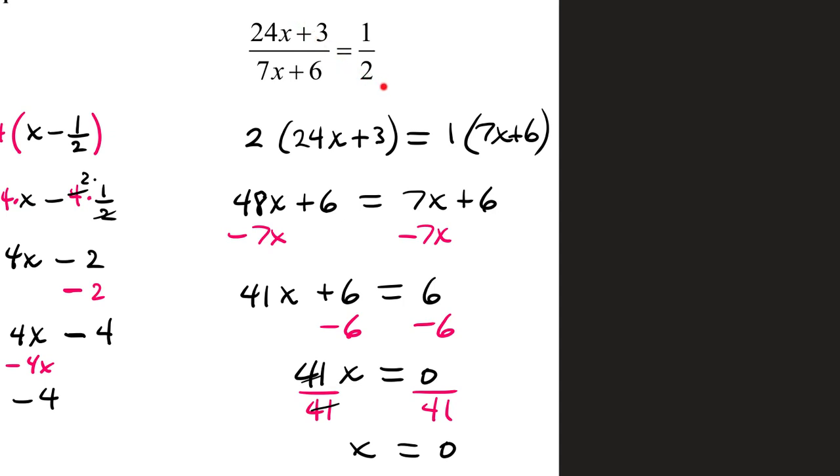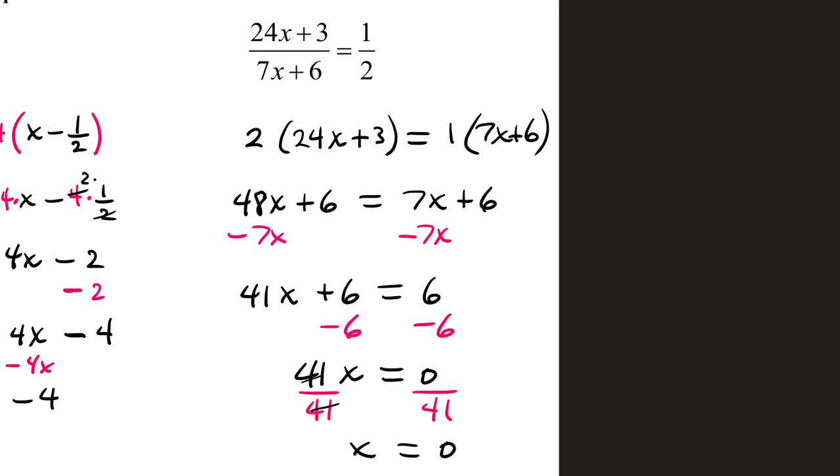Multiply your diagonals together. 2 times 24x plus 3 equals, and then you multiply your other diagonals together. 1 times 7x plus 6. Distributing 2 times 24x plus 2 times 3, that's 48x plus 6, equals 1 times 7x plus 1 times 6.